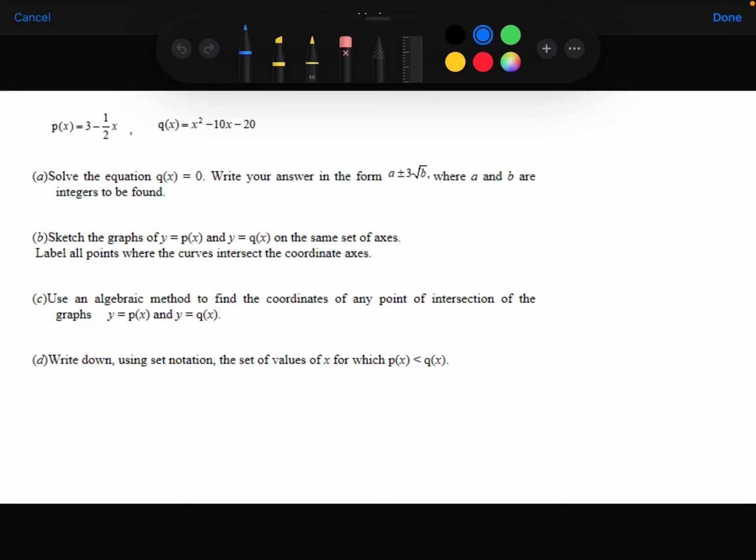P of x is equal to 3 minus 1 half x. Q of x is equal to x squared minus 10x minus 20. Part A, solve the equation Q of x is equal to 0, giving our answers in exact form.